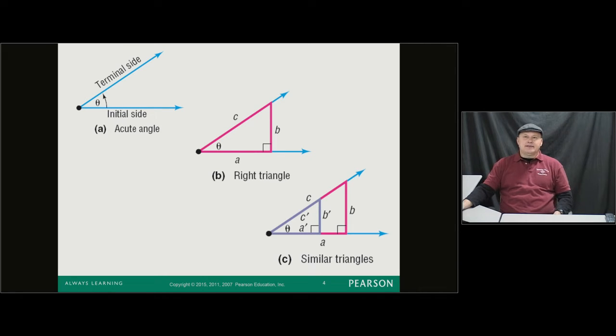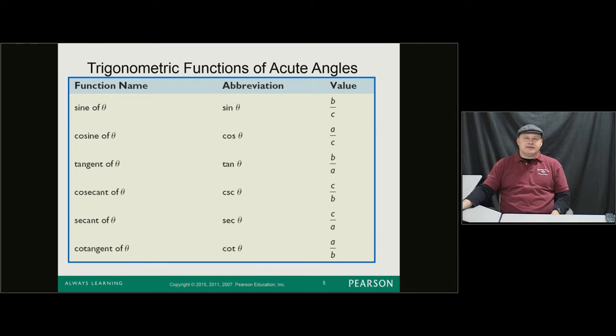And then we have similar triangles. So we have A prime, B prime, and C prime as the purple triangle sides, and then A, B, and C are the larger sides. All right, so the trig functions of acute angles.